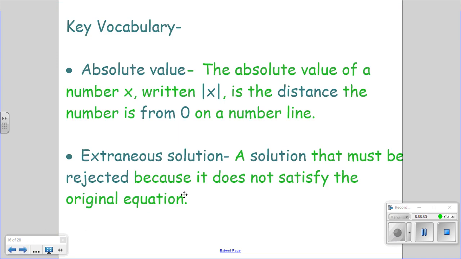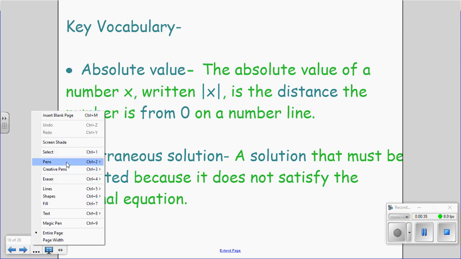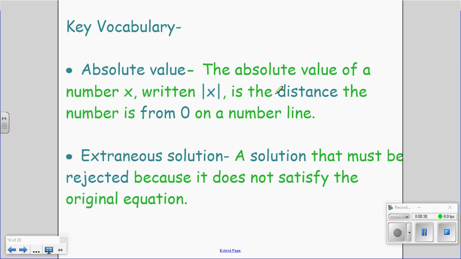Key vocabulary. The absolute value of a number x, written as |x|, is the distance the number is from 0 on a number line. So when you take the absolute value of something, the outcome is always positive, because distance is always positive.